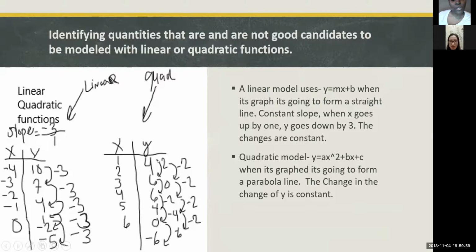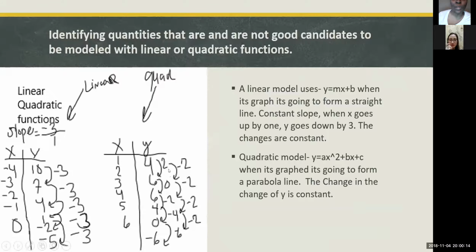So what we do is we go right here. 4 to 6 is 2. 6 to 6 is 0. 6 to 4 is -2. 4 to 0 is -4, and so on and so on. But it's not constant. See, it's 2, 0, -2.